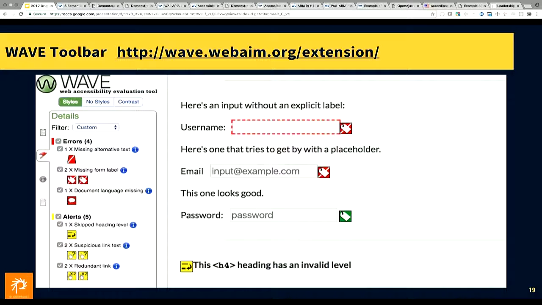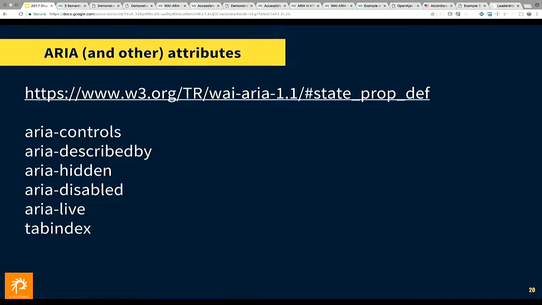Another one is the WAVE toolbar. This has several browser extensions. It's really similar to Khan Academy's. The thing I like about the WAVE toolbar is you can actually tell it to filter the errors that it reports based on particular compliance levels that you might be trying to reach. So you can say, hey, just show me the things that mean I don't match WCAG 2.0 AA or AAA or single A compliance.